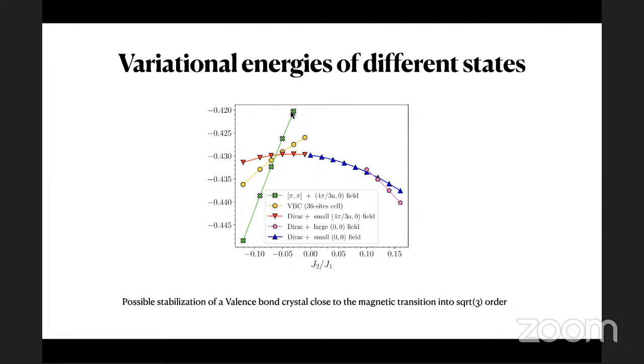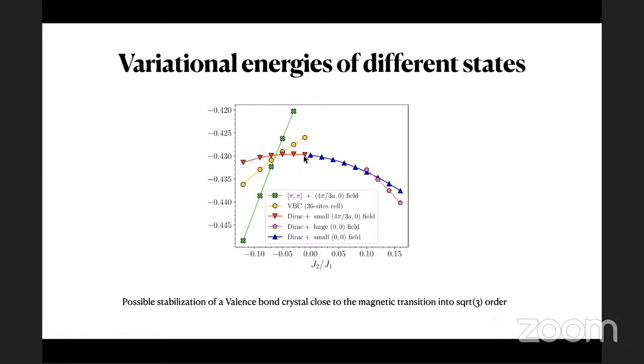And on the ferromagnetic side, you see that there is a square root 3 order, which comes down like a cannonball, this green straight line, and basically cuts you here, and that basically ends the region of stability of the Dirac spin liquid, which is in the red line.